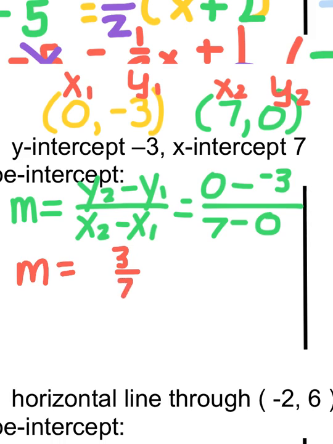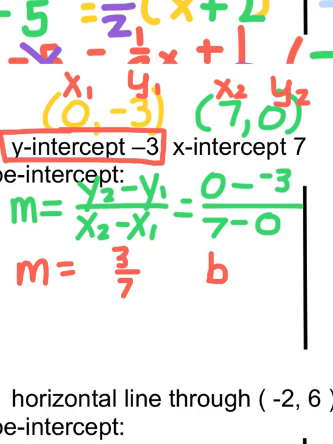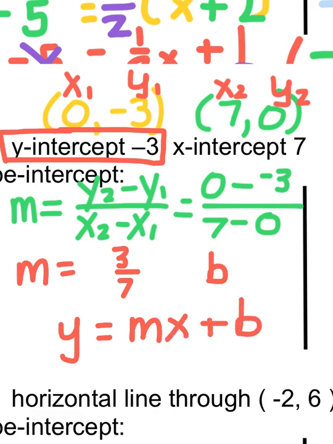Now remember, in slope-intercept form, what do we need? We need an m and we need a b. Well, the b is the y-intercept. So if you are thinking very, very efficiently, then we will not write this one in point-slope form. We'll go straight to the source. Y equals mx plus b, where our m is 3/7 and our b is negative 3. And there you have it.